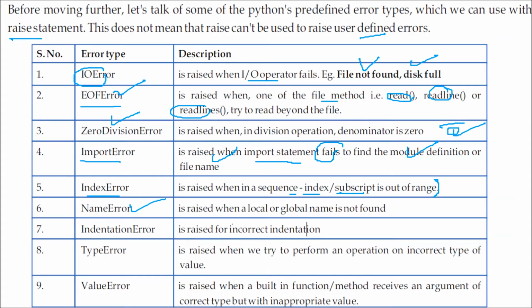NameError is raised when a local or a global name is not found. IndentationError is raised for incorrect indentation or formatting. TypeError is raised when we try to perform an operation on an incorrect type of value. ValueError is raised when a built-in function or a method receives an argument of the correct type but with an inappropriate value.